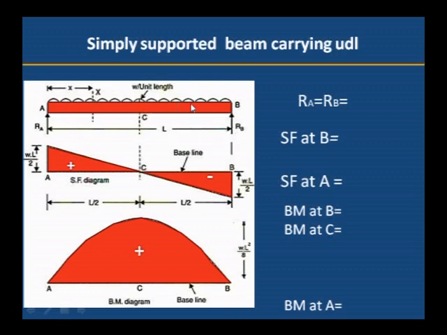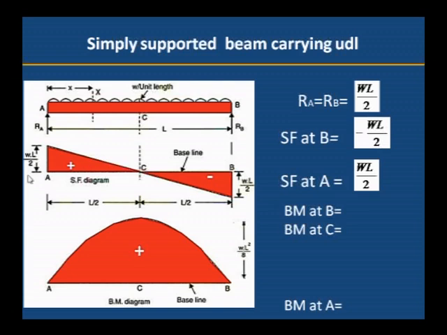Since it is symmetrically loaded, we can divide the total load by 2, W into L divided by 2, we will get RA at A. RA is WL by 2, and RB also WL by 2. Total load is W into L, and divided by 2 is half the load. RA carries half of the total load and RB carries half of the total load. Then, to start with the shear force at B, shear force at B is WL by 2. Since it is an upward force, minus WL by 2 is taken.